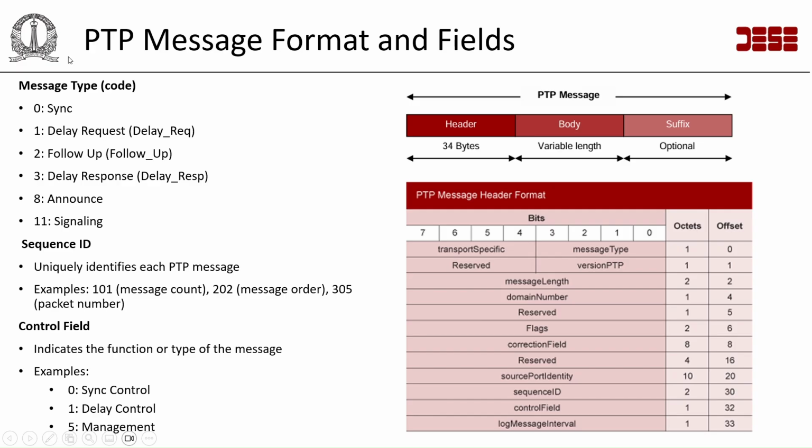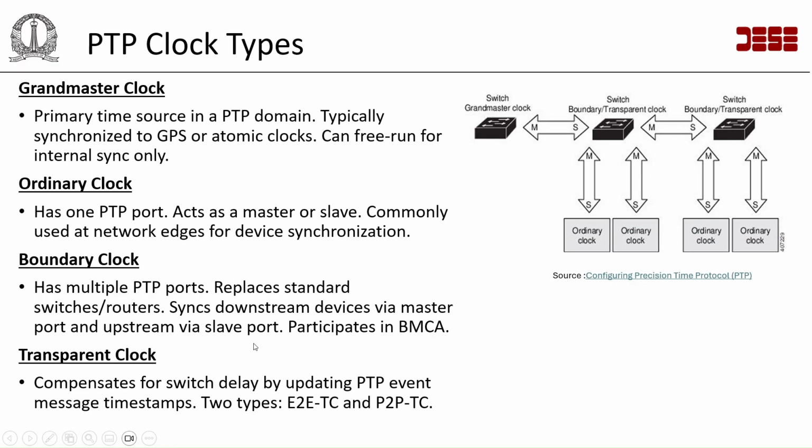This is the PTP message format and fields. A PTP message is encapsulated in the UDP payload with a header of fixed bytes and a body of variable length. The PTP message header format is the same for all the PTP messages, and each field in the PTP header format specifies a key function. Message type specifies which message has been sent, sequence ID tracks the order of messages, and the control field indicates the function or type of the message.